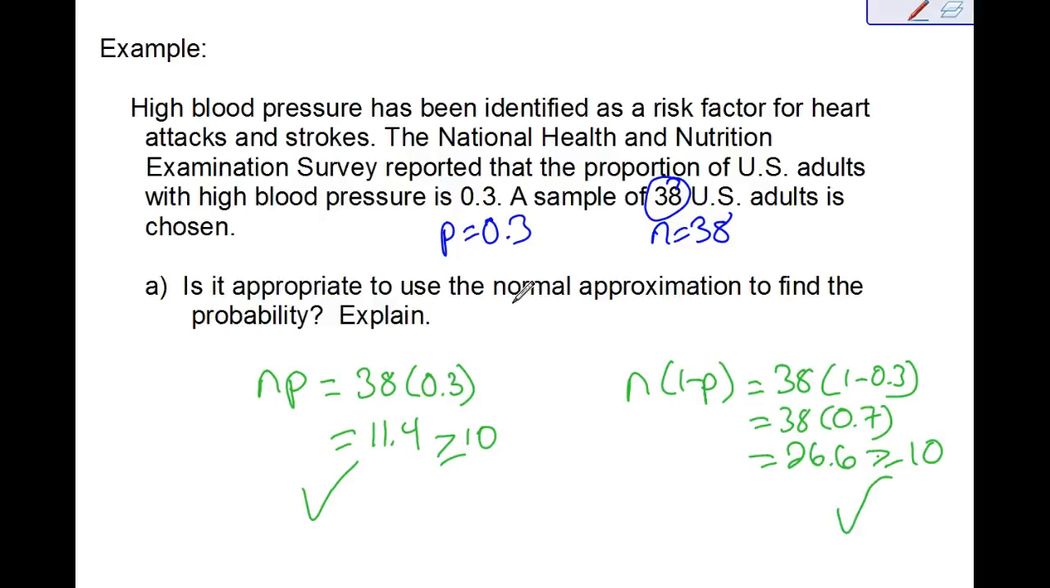So it is appropriate to use the normal approximation to find the probability, since both n times p and n times 1 minus p are greater than 10. That's what this question is asking, is can we do it if both of these are greater than or equal to 10? Yes. If not, it's not appropriate to use this.